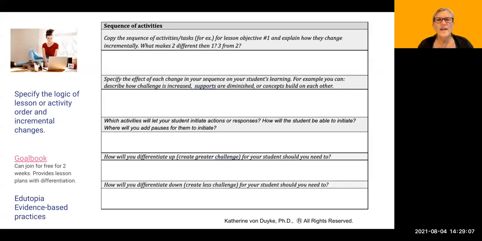And then again, not only are you going to put the sequence of activities here, but you're going to explain the logic of the order of objectives and the order of the activities within the objective. Here's an important part to really consider. What effect does each change, so each new task or activity, have on your students' learning? What effect does it have on the learning to go to that next task? Is it adding a little bit harder concept, more challenge, reducing supports?